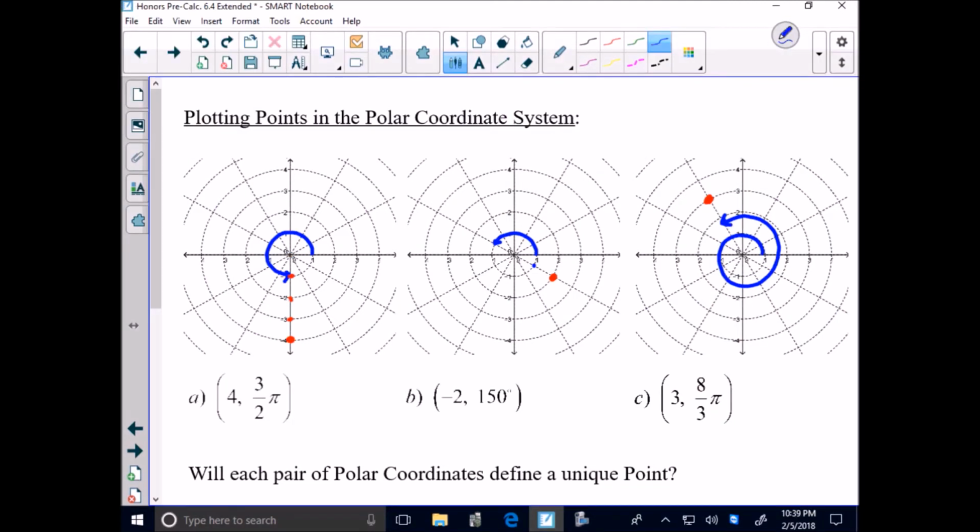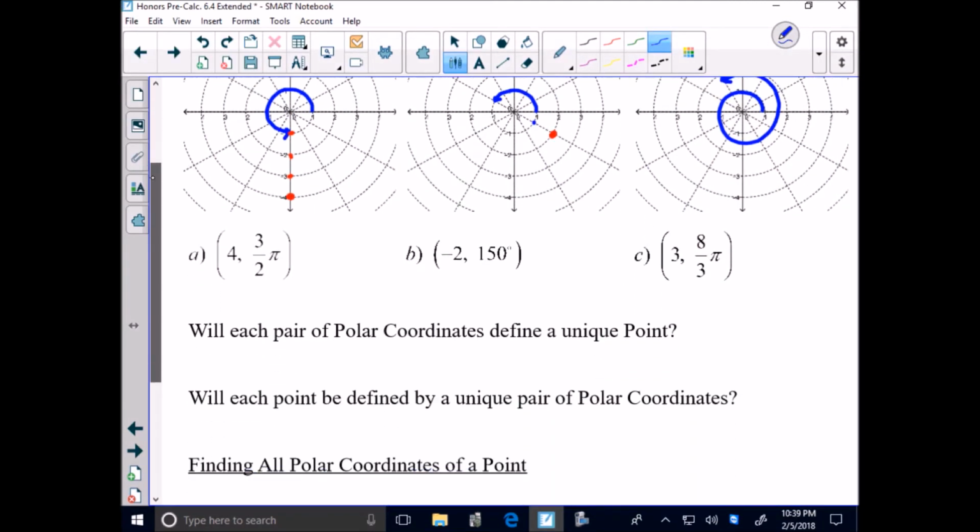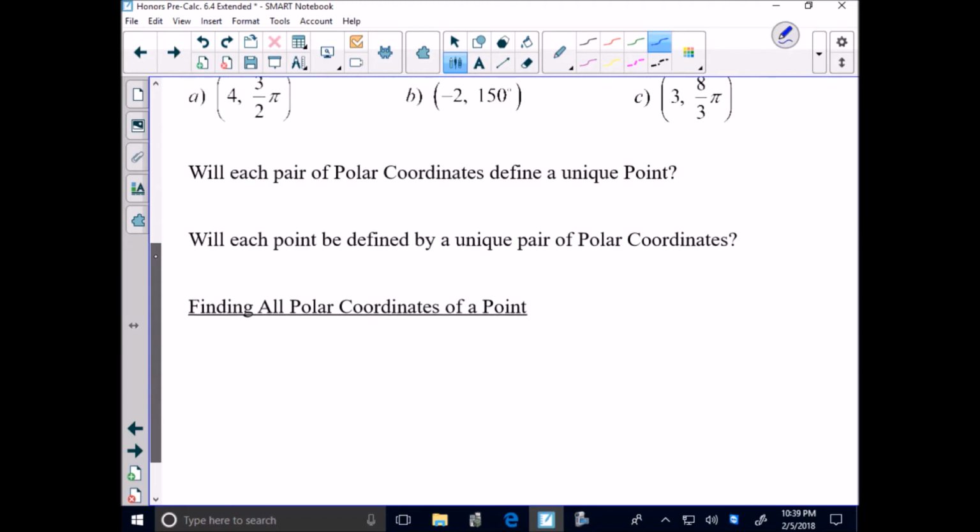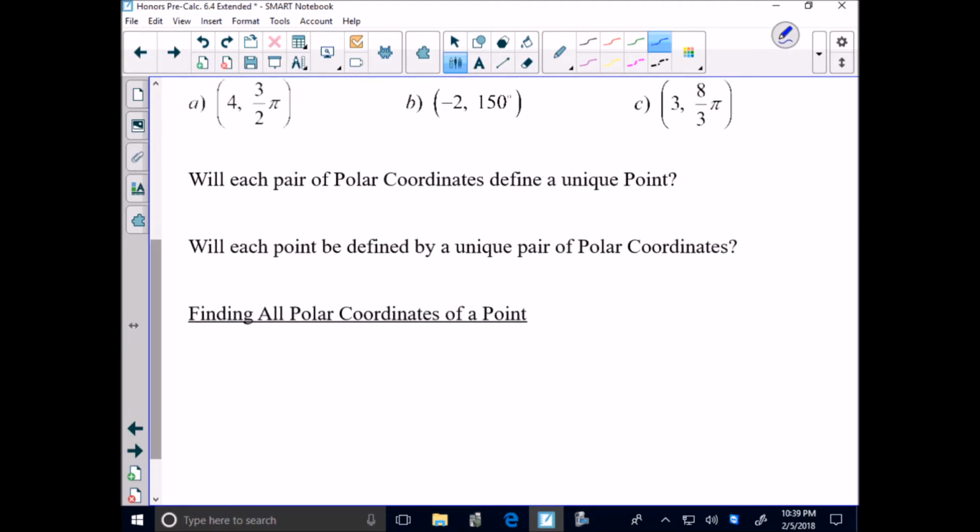All right, so now what we want to do is ask ourselves some questions about our polar coordinates. The first question is, will each pair of polar coordinates define a unique point? Really what we're asking is whether there is a way to interpret our polar coordinates so that we wouldn't get just one point. If we think about it, when we're rotating in some direction and then going a distance r in that direction, either forwards or backwards, we're always going to end up at the same point, a unique point.